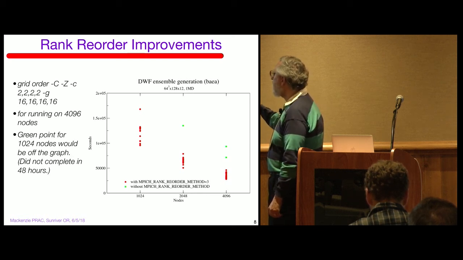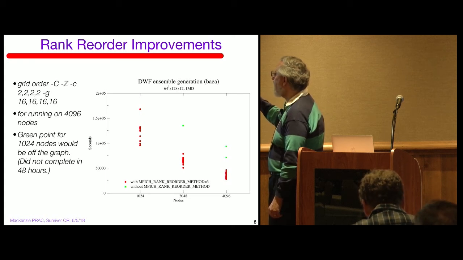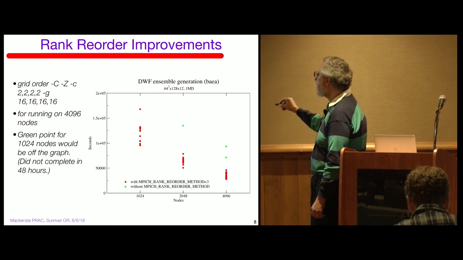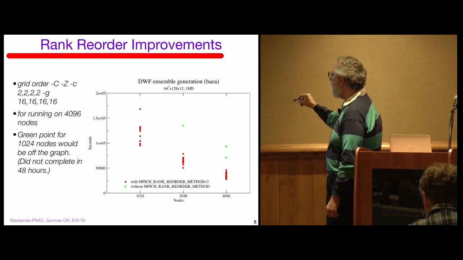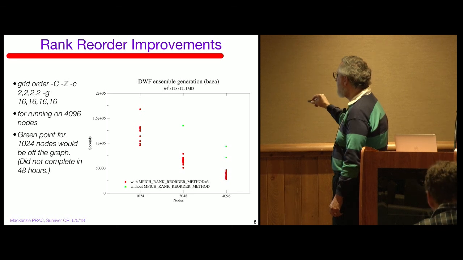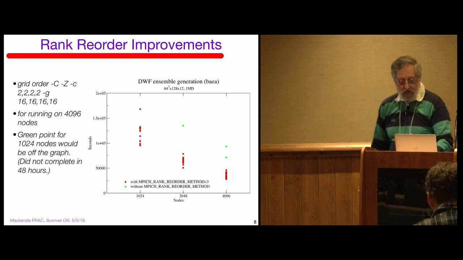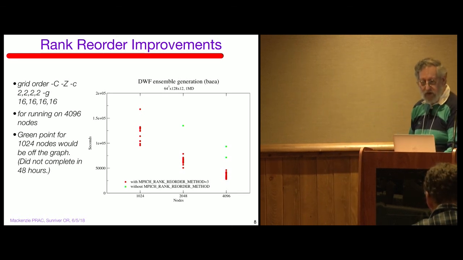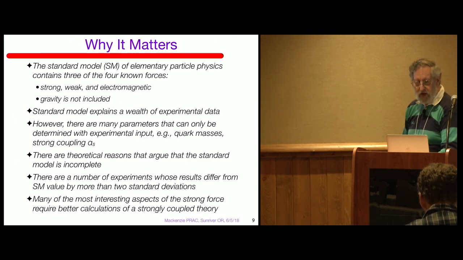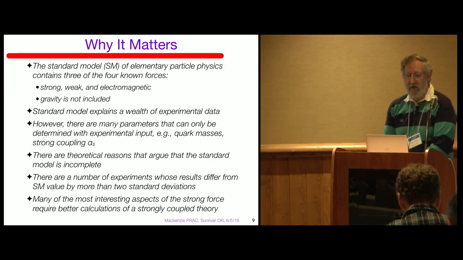The green points are without the rank reordering. There would be a point up here if it hadn't timed out in 48 hours. So I guess that was never done on 1,000 nodes. But the red points are with the rank reordering, and you can see they're well below the green points. So that was a win for that calculation. And if you are running big jobs, we suggest you try it.